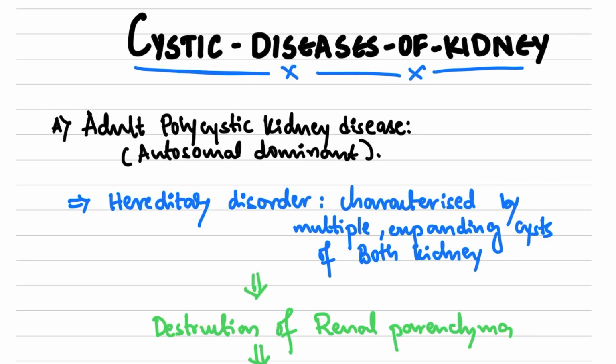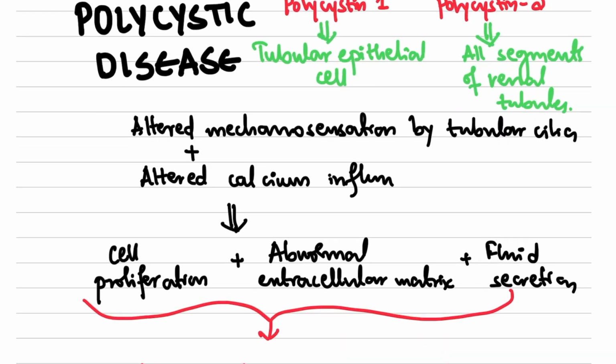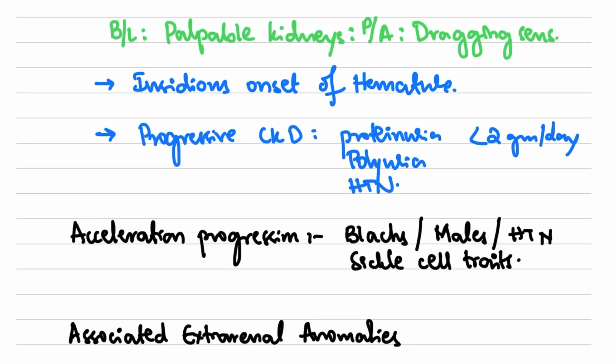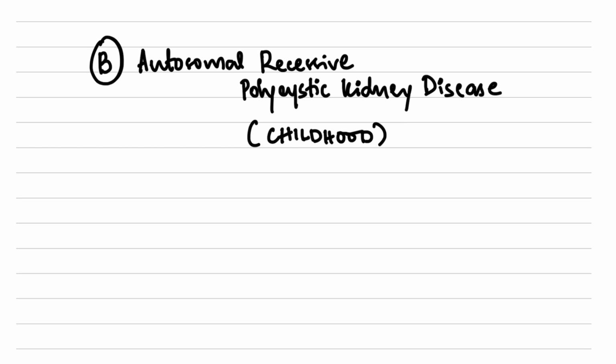So in our previous lecture, we saw about the cystic disease of the kidney. In the first lecture, we saw about adult polycystic kidney disease, that is autosomal dominant, which is more common in the adults. In this lecture, we will be looking at childhood polycystic kidney disease, that is autosomal recessive. Moving on to the autosomal recessive polycystic kidney disease, that which happens in the childhood.